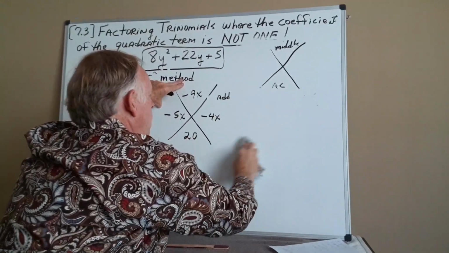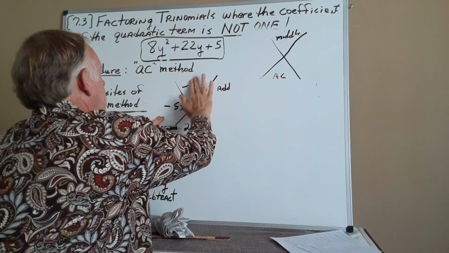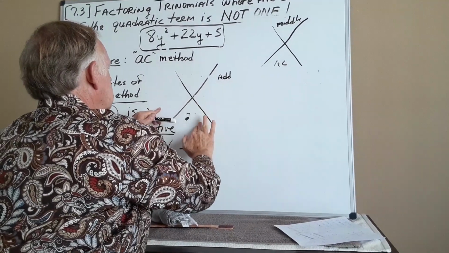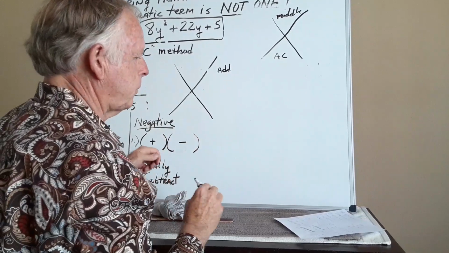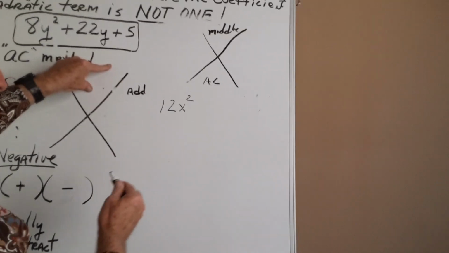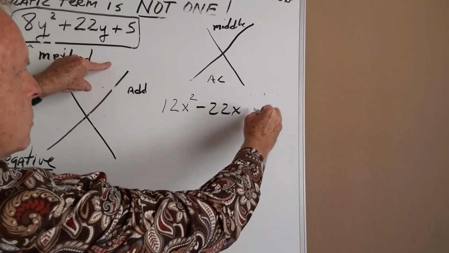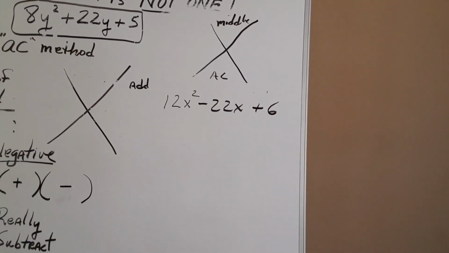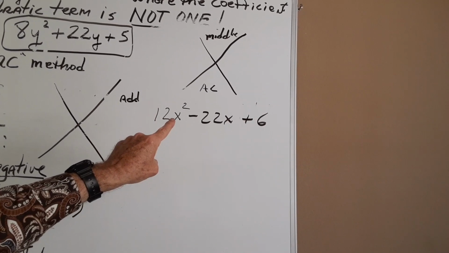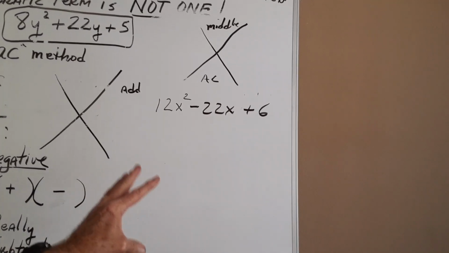Now, the third one has just a little tweak to it. Not much, but a bit of a tweak. Number 3. 12x squared minus 22x plus 6. GCF? Very much so.